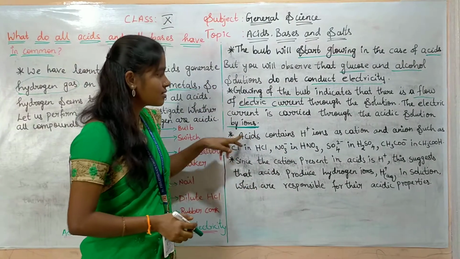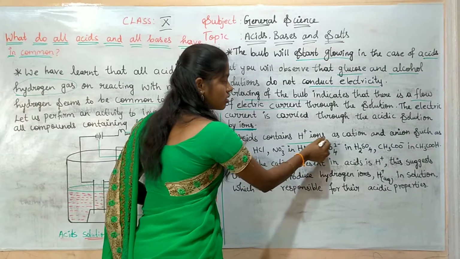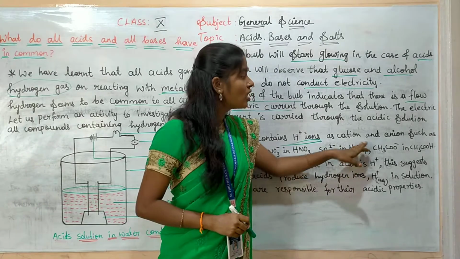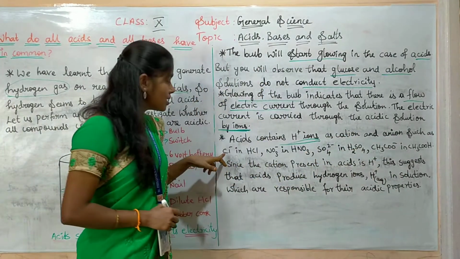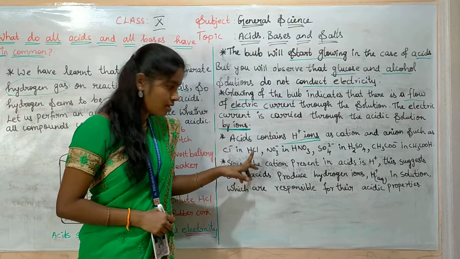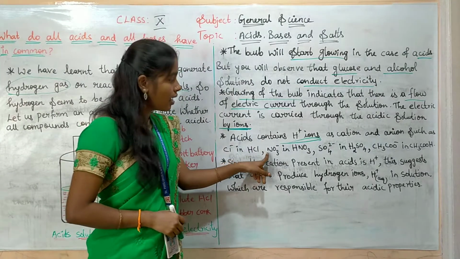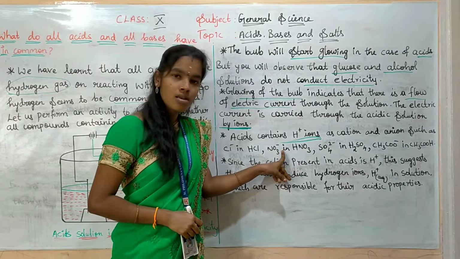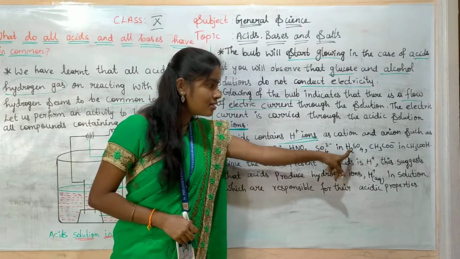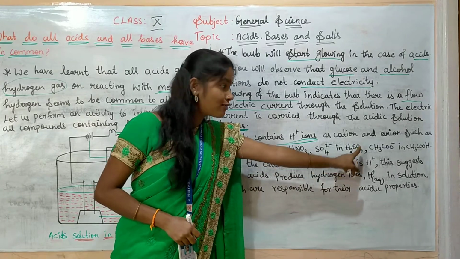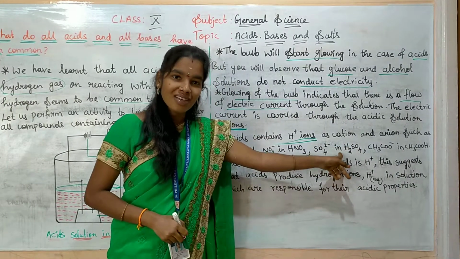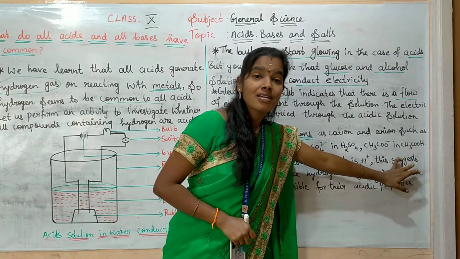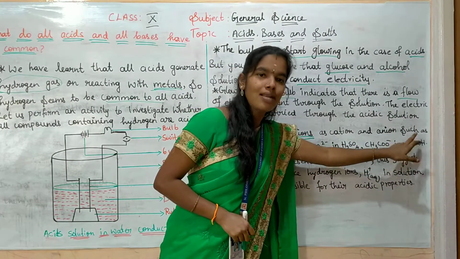Okay, you can see here acids contain what? H+ ions. Acids contain H+ ions as a cation, and anions such as Cl- in hydrochloric acid, H+ Cl-, and NO3- in HNO3 nitric acid, H+ NO3-. Okay, and SO4 2- in sulfuric acid, H2SO4, SO4 2- the anion, H+ the cation. CH3COO- in CH3COOH, acetic acid, what happened? CH3COO- and H+.